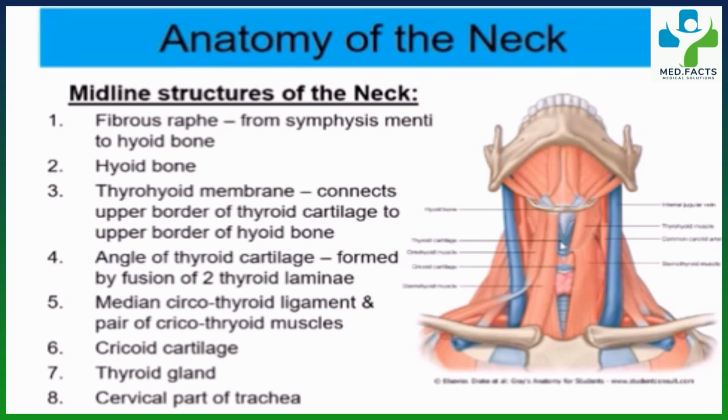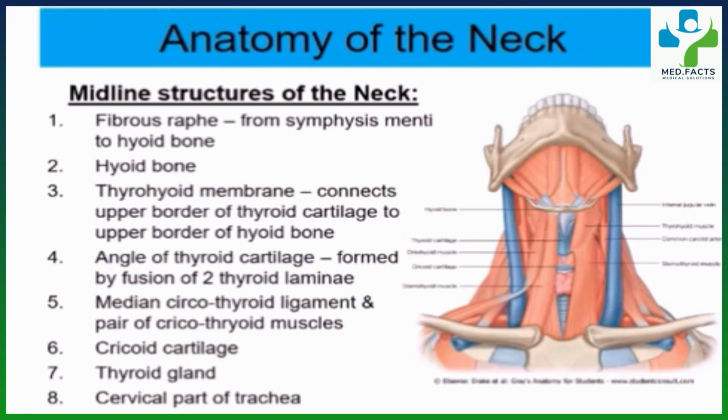We can see the angle of the cartilage. These are the two laminae on either side, and at the center they come and meet, and this is much more prominent in the male compared to the female. There is much more angulation. This is called the angle of the thyroid cartilage, and it is formed by the fusion of two thyroid laminae.